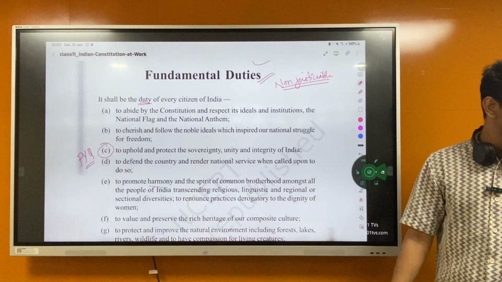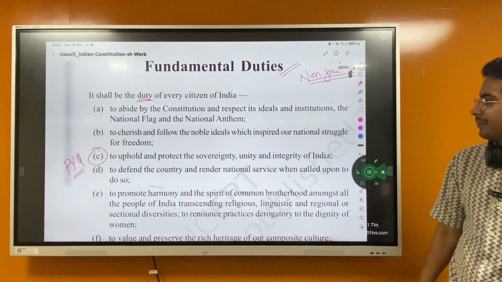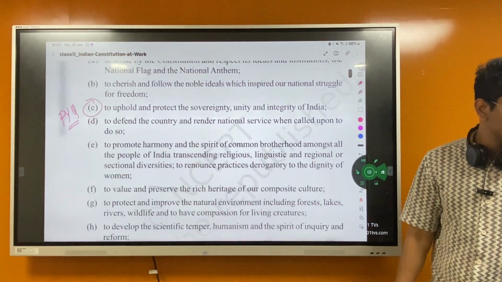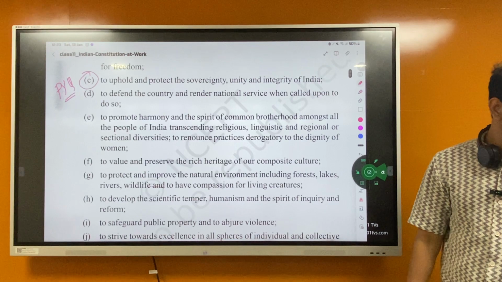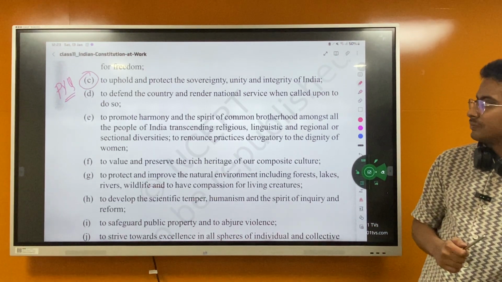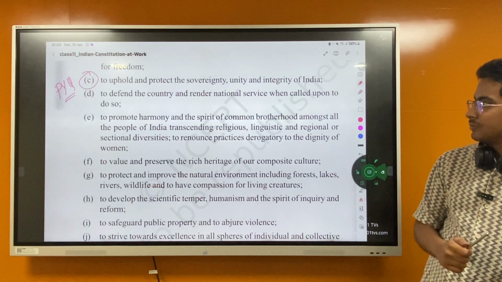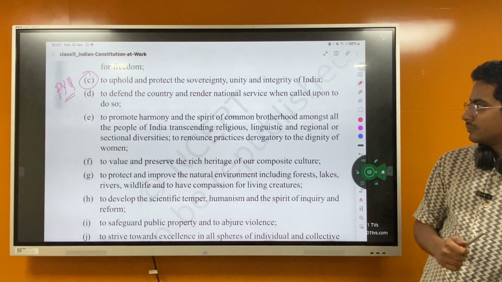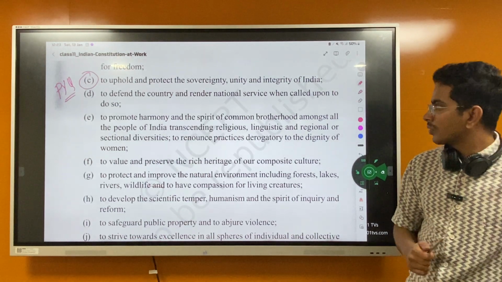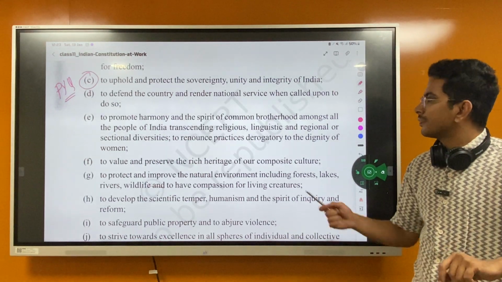So what is the third one again? To uphold and protect the sovereignty, unity, and integrity of India. Fourth one? To defend the country and render national service when called upon to do so. Fifth one? To protect harmony and the spirit of common brotherhood amongst all the people of India, transcending religious, linguistic, and regional or sectional diversities, to renounce practices derogatory to the dignity of women.